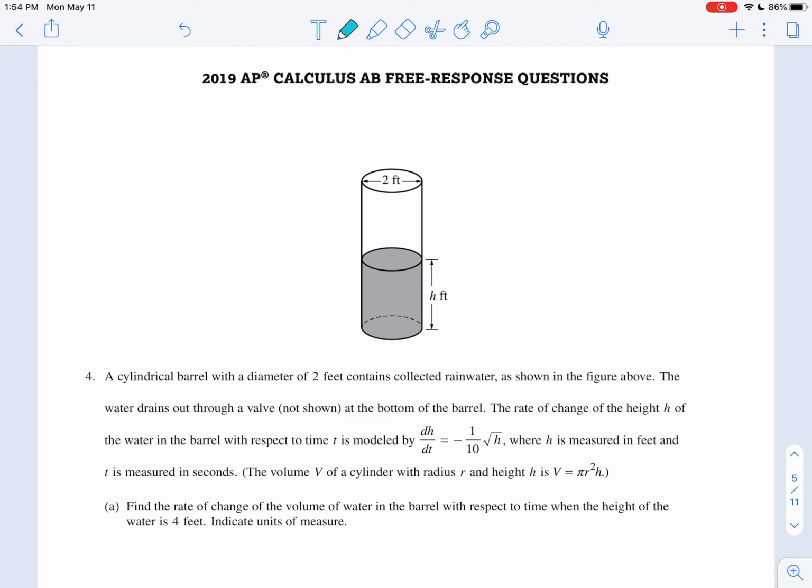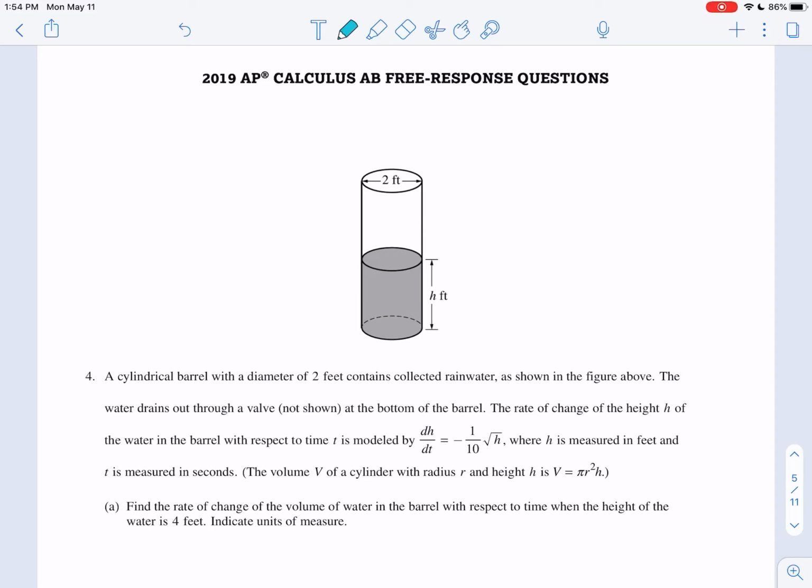A cylindrical barrel with a diameter of 2 feet contains collected rainwater as shown in the figure above. The water drains out through a valve, not shown, at the bottom of the barrel. The rate of change of the height h of the water in the barrel with respect to time t is modeled by dh/dt equals -1/10 square root of h, where h is measured in feet and t is measured in seconds. The volume V of a cylinder with radius r and height h is given by V equals pi r squared h.